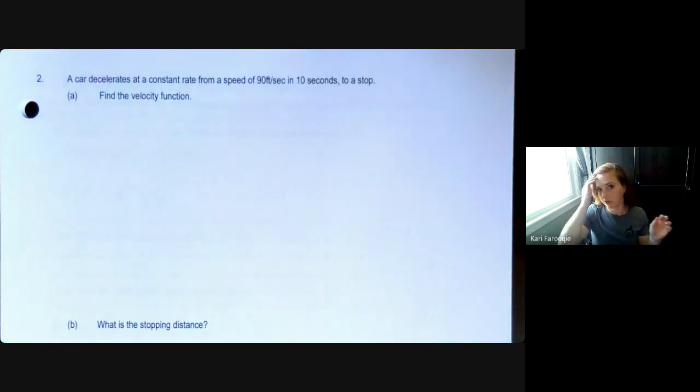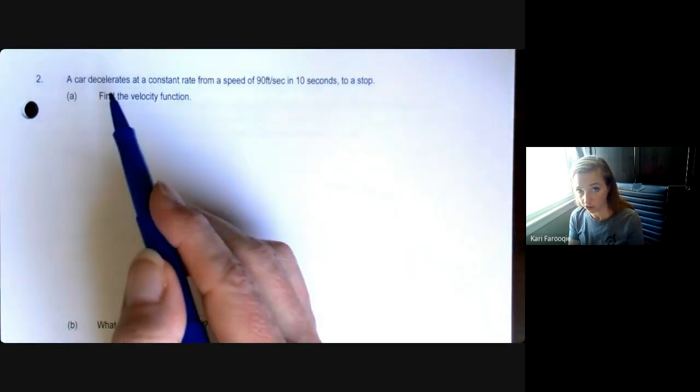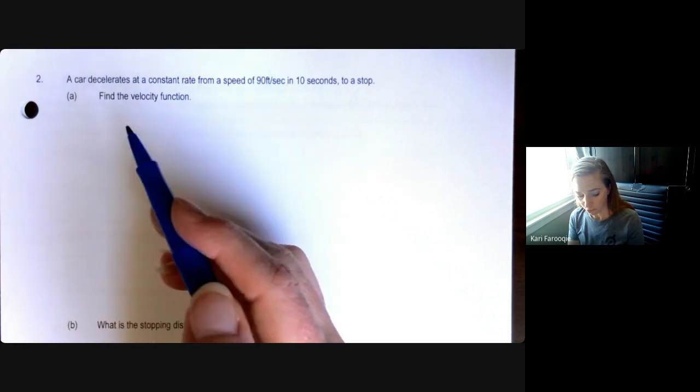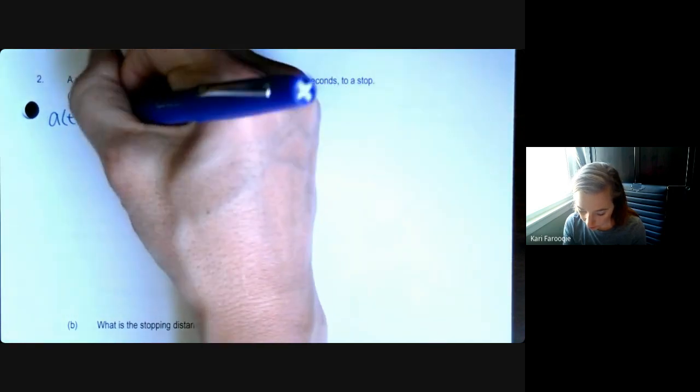A car decelerates at a constant rate from a speed of 90 feet per second, and it does this in 10 seconds to a stop. There's a lot of information you were just given here, so I'm going to help you parse this out. First of all, we're talking about how quickly the velocity is changing over time. If we're decelerating, that's a change in the velocity. Remember that the acceleration a of t is v prime of t, and this is the rate of change of the velocity over time.